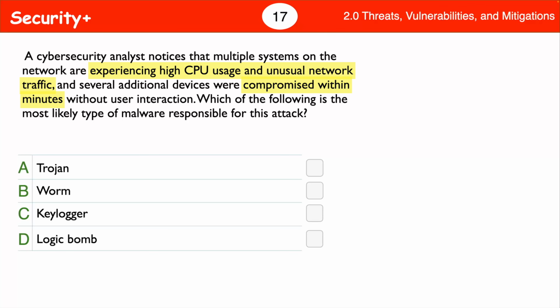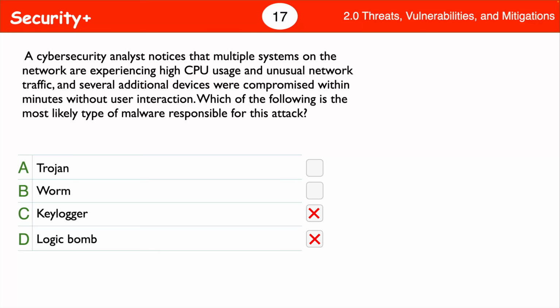Now that we know the key phrases, let's go ahead and do the process of elimination. We can start by eliminating C, keylogger. A keylogger is designed to steal keystrokes to capture sensitive information, such as things like passwords, but it does not cause high CPU usage. Next, we can eliminate D, logic bomb. A logic bomb is like a dormant piece of malicious code that activates under specific conditions, but there is no hint of that happening here.